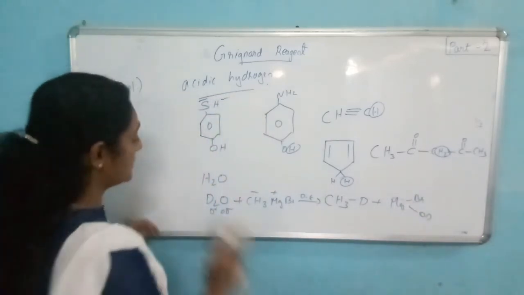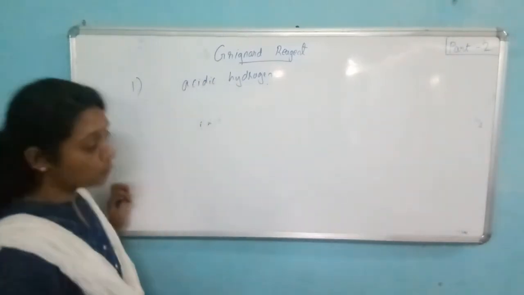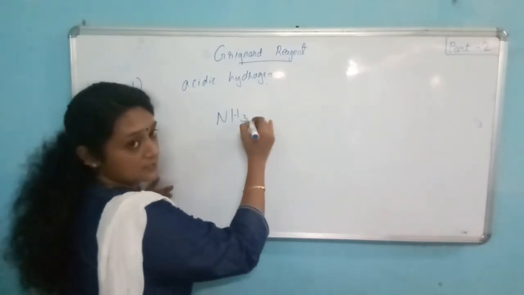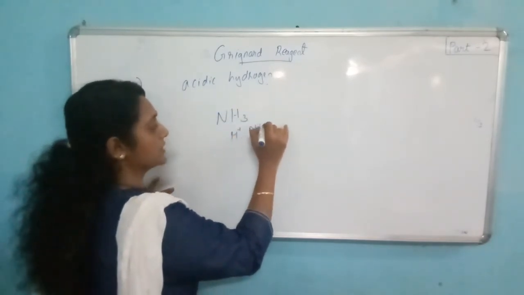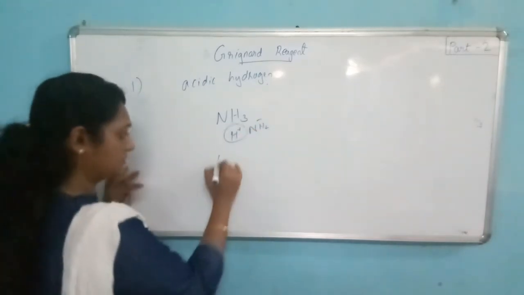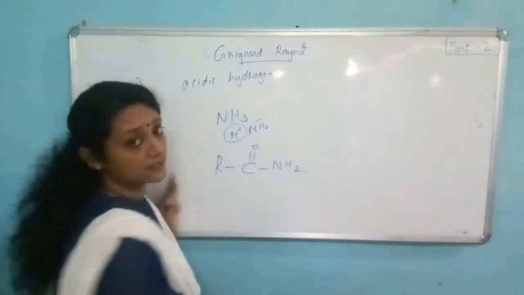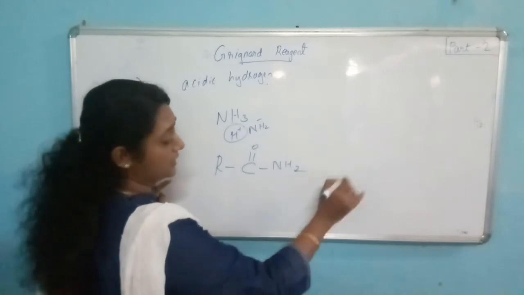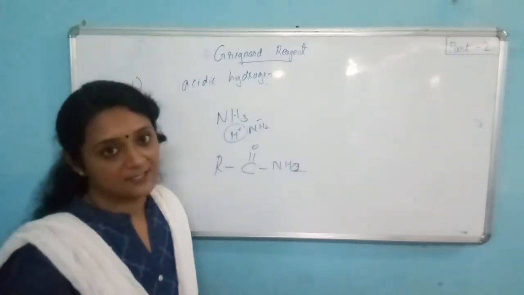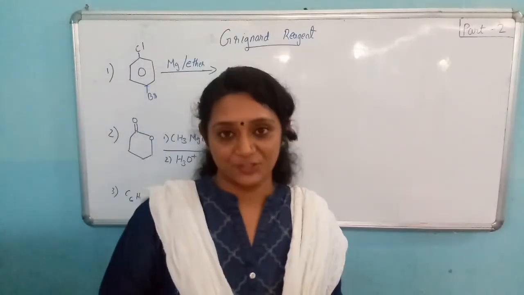Okay, next example, ammonia. With ammonia, NH3, H plus and NH2 minus. This H plus can be easily accepted. And R, C double bond O, NH2, amide. From here, H plus is easily accepted and forms alkane. These are the various reactions of Grignard reagent. Okay, let's do some problems.